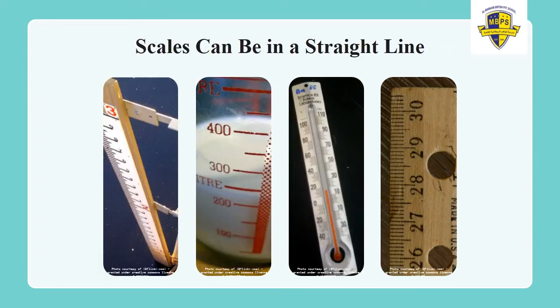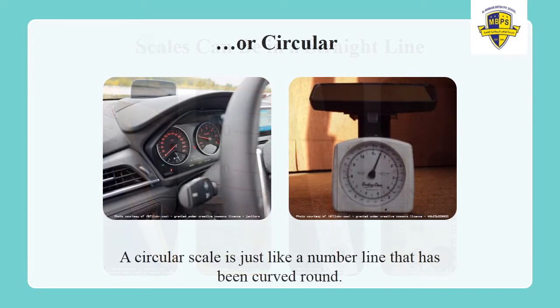Here we will know the types of scale. We can see it everywhere. The first type is a straight line. On this straight line we can observe these numbers. The second type is circular, like a number line that has been curved round. So it's a number line, but it's not straight in this case. It is curved, like a circle.